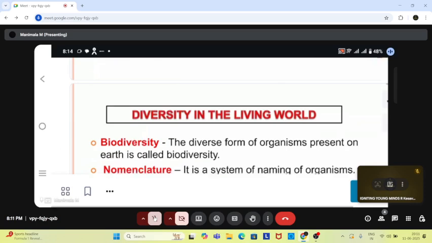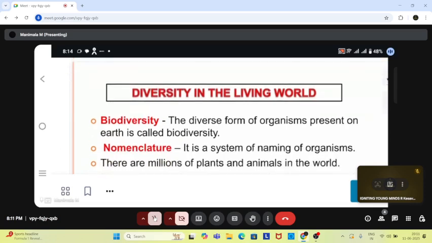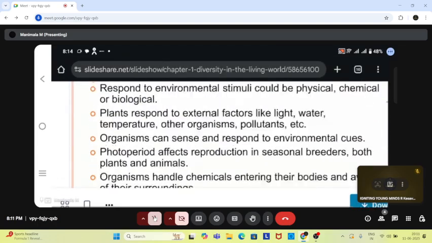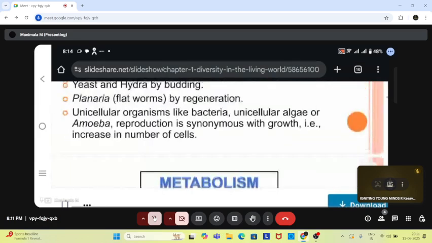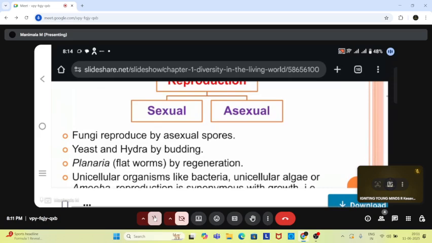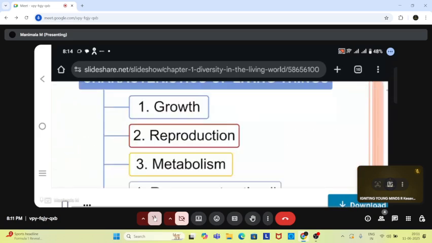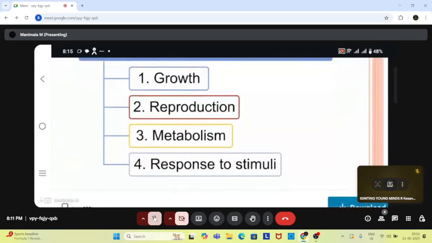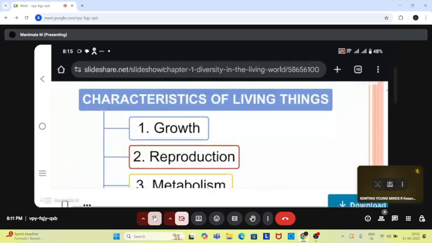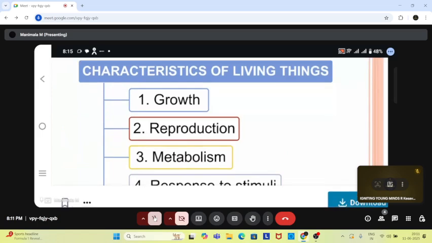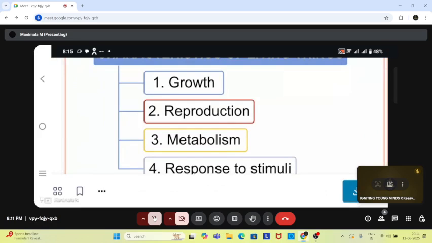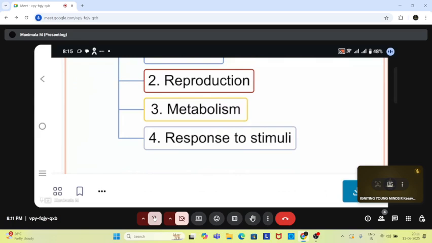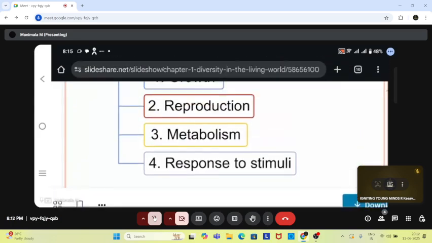And the next one, we are entering the lesson. Up to now, what have we discussed, children? What are the four general characteristics? The general characteristics of living things: growth, reproduction, metabolism, and response to stimuli. Okay, so what is growth?